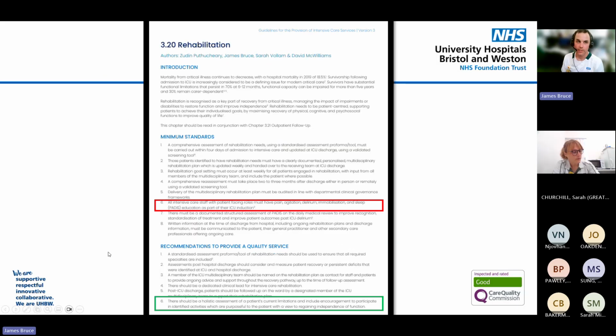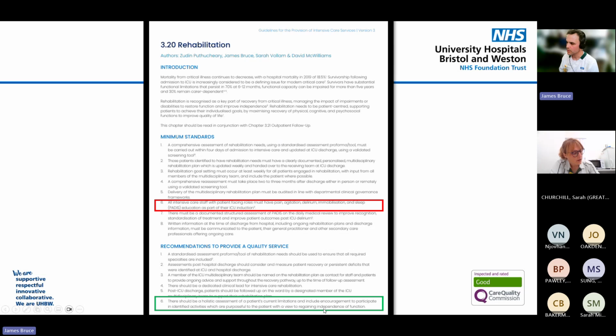We also put it in the rehabilitation chapter as well. So it's not just about us as OTs, it needs to be a wider delivery. And we've put that in as a standard as well. All intensive care staff with patient-facing roles must have PADIS structured education as part of their ICU induction. There's a separate talk as well.